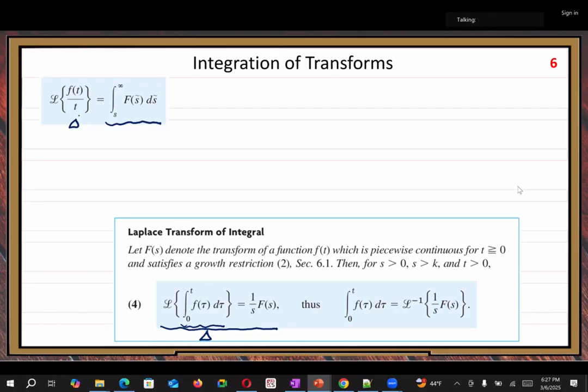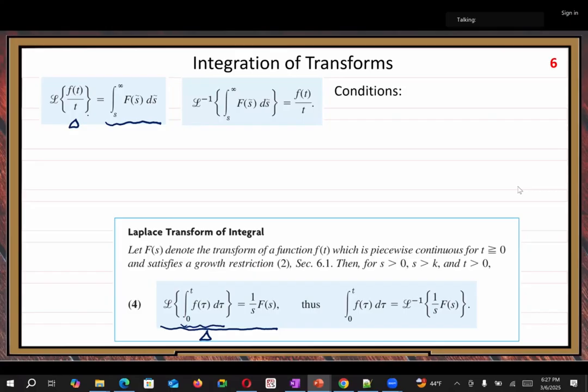Here you can find the rule. The derivative of the capital F side corresponds to the little f side multiplied by t, but we need a negative sign. Don't miss that negative sign. And here we need the integral at the capital F side, and we do division by t at the little f side, but no negative sign. Then the inverse version.